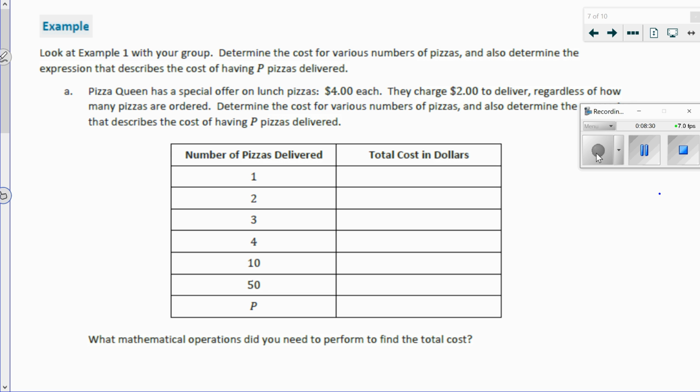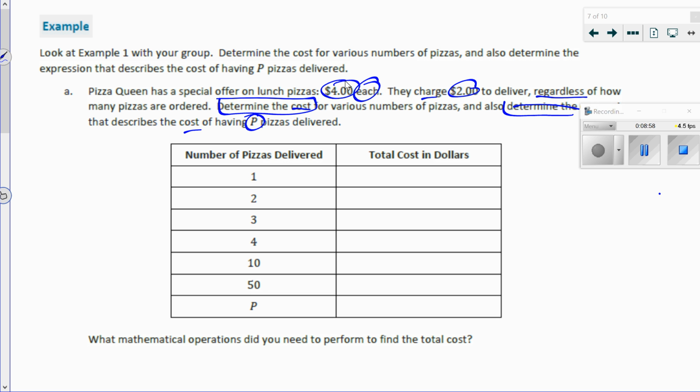Okay, Pizza Queen has a special offer on pizzas, $4 each. They charge $2 to deliver regardless. That's actually a really important key, because how many times am I going to be charged that? Once. Does it matter how many pizzas I order? No. Okay. Of how many pizzas ordered, determine the cost. So there's a task for various numbers of pizzas. Also determine the expression that describes the cost of having pizzas delivered.